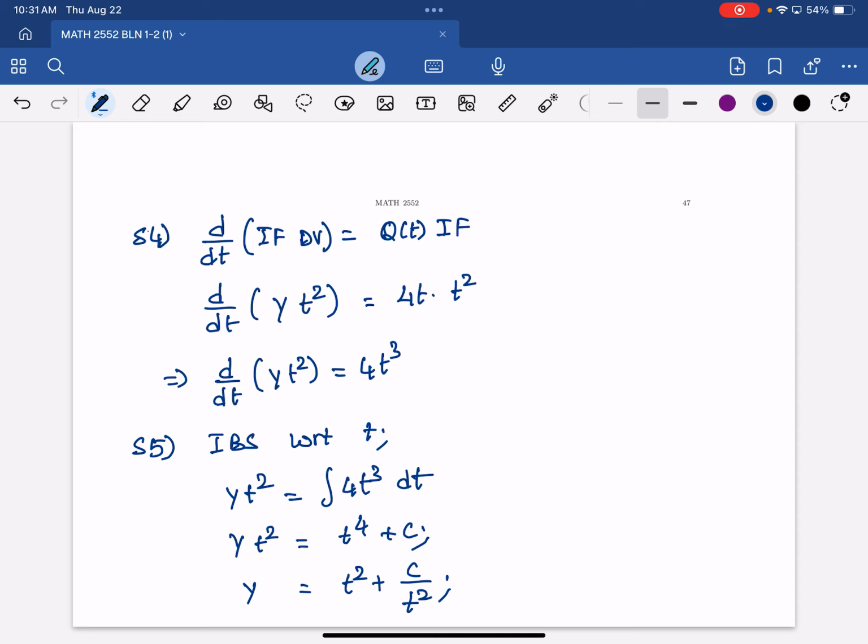Could you go through step 5 again, please? Could I repeat step 5? Integrating both sides with respect to t, what do I get? I get the integral of d by dt of y t squared dt equals the integral of 4t cubed dt, and the integral of the derivative is the function itself because of the fundamental theorem of calculus. They're opposite processes, they cancel out one another. So you just get y t squared on the left side and t to the 4 on the right side.